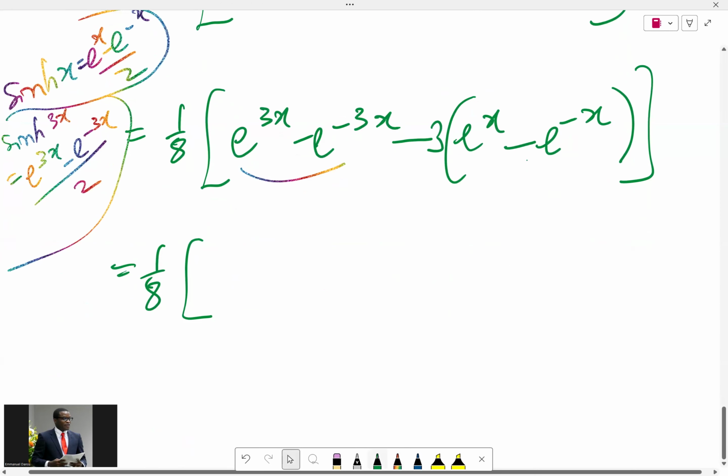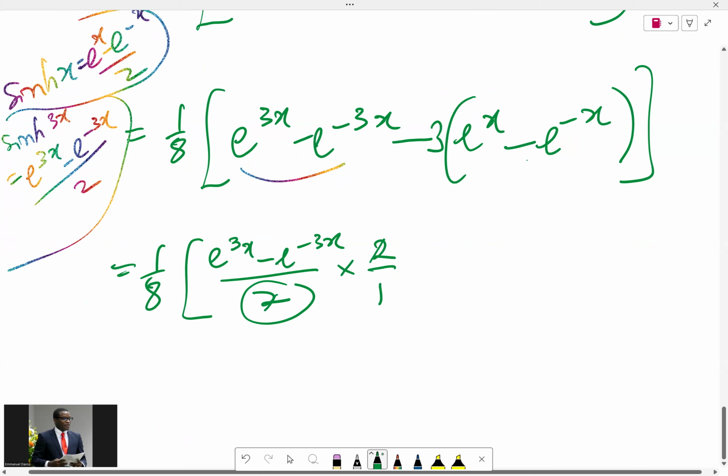So in this case now, if we want to make this expression into sine 3x, this would actually be e raised power 3x minus e raised power minus 3x divided by 2. But we don't have the right to put this 2 here. So we can multiply by 2 so that 2 times 2 is 1. So it's more like we're multiplying by 1. So you use these 2 to balance it out.